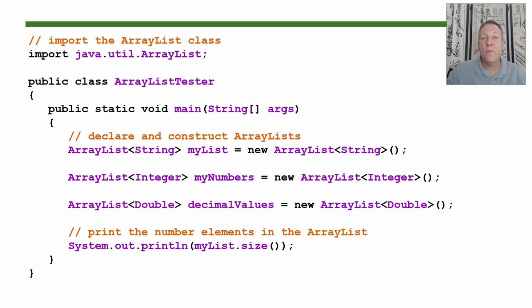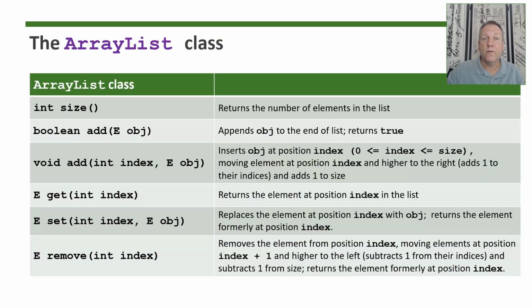So here we have the beginnings of a program that we developed in our last video. And we have a number of array lists that we created. We have an array list of strings, an array list of integers, array list of numbers. Let's use that array list of strings called myList, and let's use some of the methods from the ArrayList class on this object. So what are those methods?